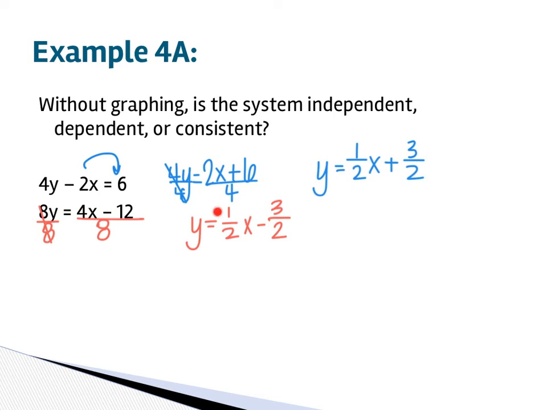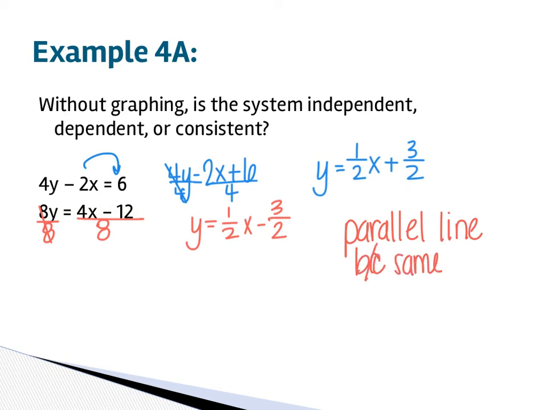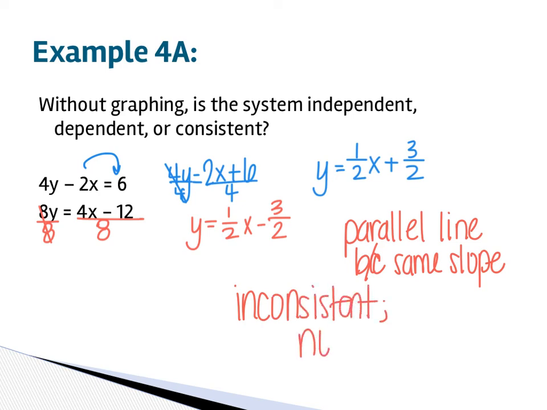If they ever have the same slope and they don't have the same y-intercept, they're not the same line. But parallel lines have the same slope, so these are parallel lines because they have the same slope. And parallel lines you just saw were inconsistent, and that means they have no solution.